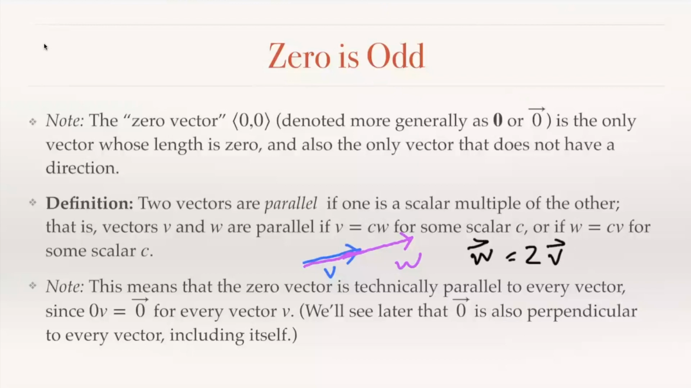And this means that the 0 vector is technically parallel to every vector, since 0 times v is 0 for every vector v. Distributing the 0 to all coordinates, every coordinate becomes 0. And we'll see later that the 0 vector is also perpendicular to every vector, including itself, which is odd sounding, and indeed 0 is odd.